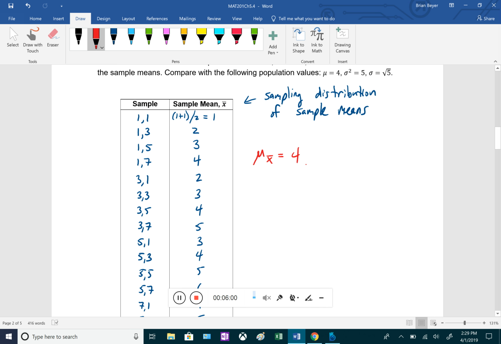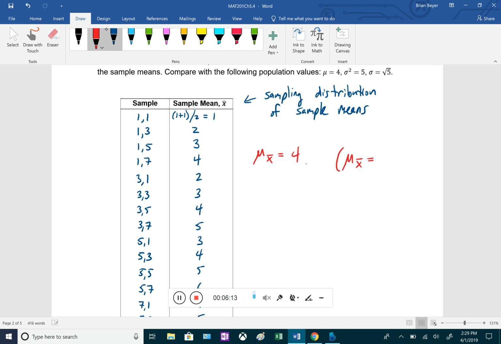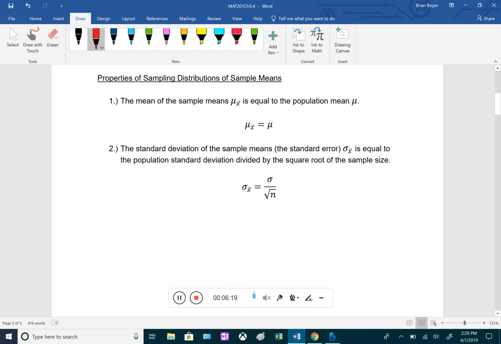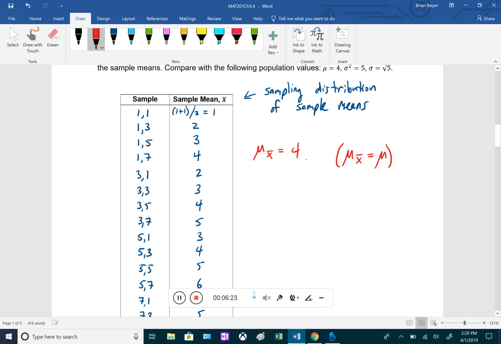So let's take a look back at what was given to us here. We were told that the mean of the population was 4, so they're actually equal. So the mean of those sample means equals the mean of the population, which was told to us in the previous page right here. So we just kind of showed what that meant.